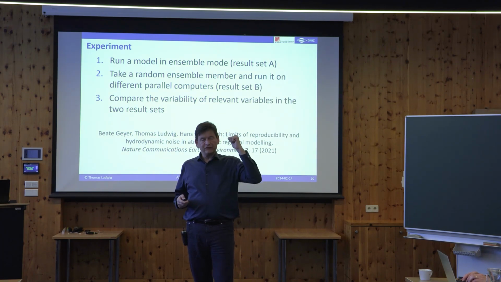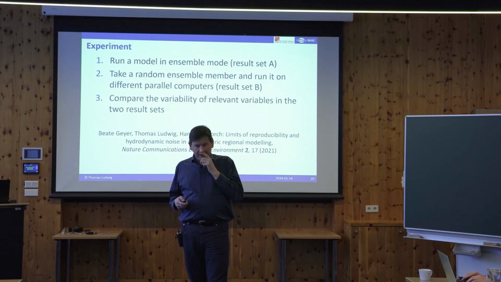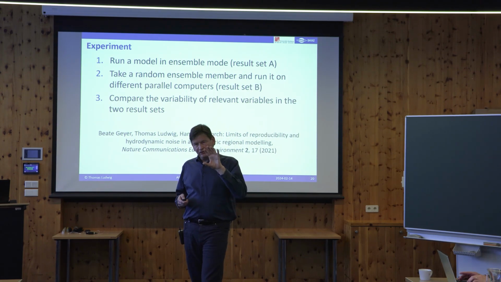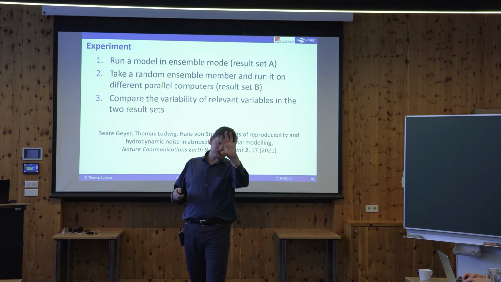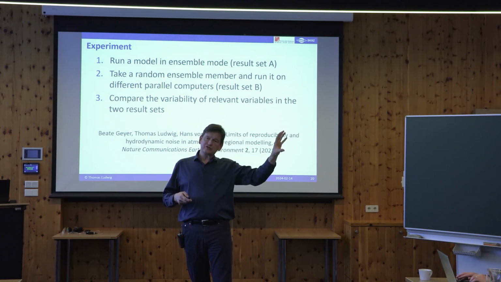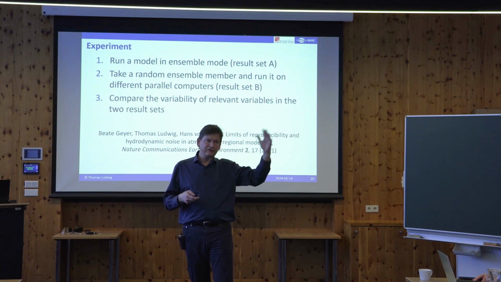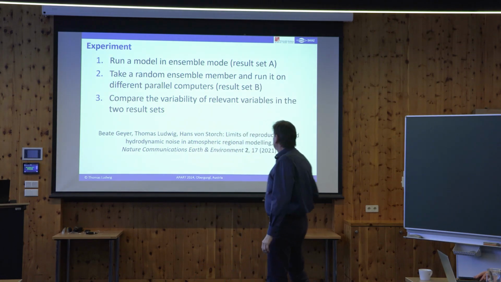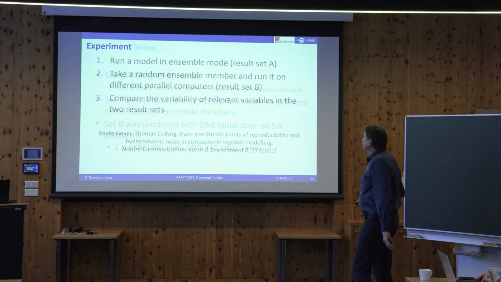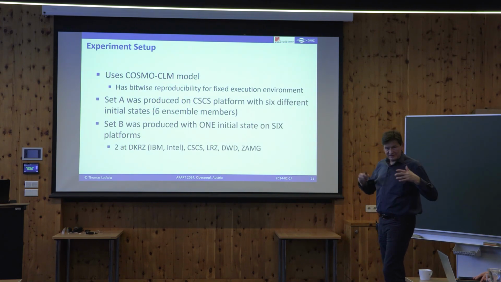And so the question here for that research was, what is the variability of these variables if you run in ensemble mode? And what happens if you change the machine? Will it be in the same range? Will it be less? Will it be more? Should we be afraid of changing the machines? And what Beate Geier, that's her name, a colleague of mine, found out is that this is in the same range. It's not a proof, but I will show you the details.